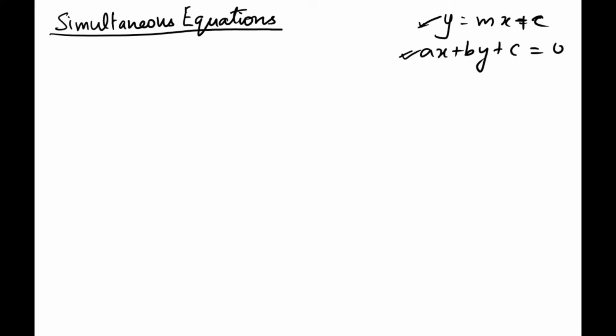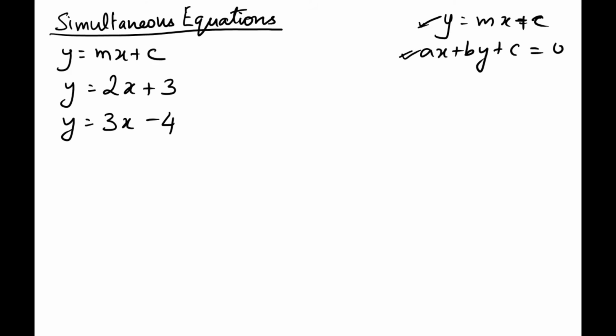As the beginning, we are going to use both the equations in the form y equal to mx plus c. For example, y equal to 2x plus 3 and y equals 3x minus 4. These are the two equations we are going to consider, and we are going to solve these two linear equations. So what does it mean by solving two linear equations?